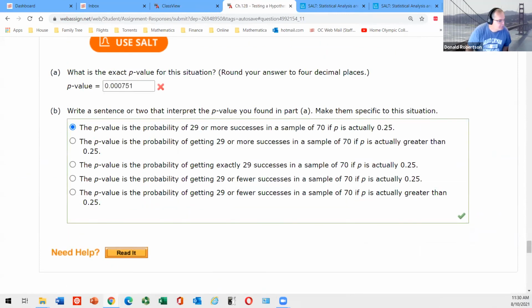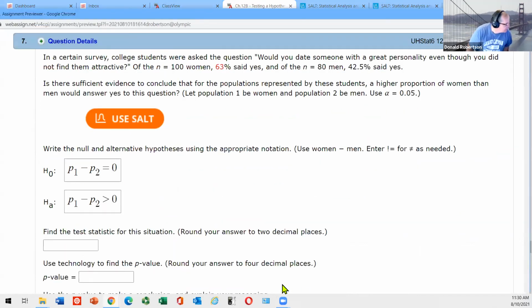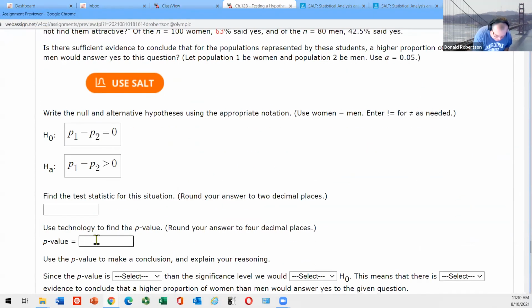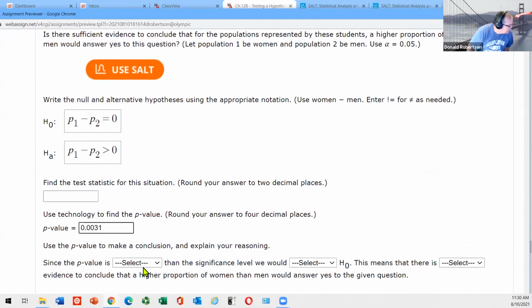Okay, I've lost my question. Let me go hunting for it. Here it is. There's my p-value, 4 decimal places. I think that guy rounds up to a 1 then. Is our p-value less than 0.5? So let's see. Since our p-value is less than the significance level, we would reject H0.